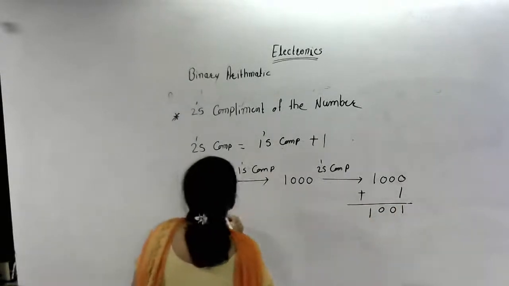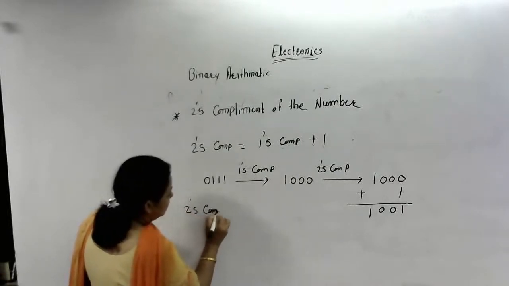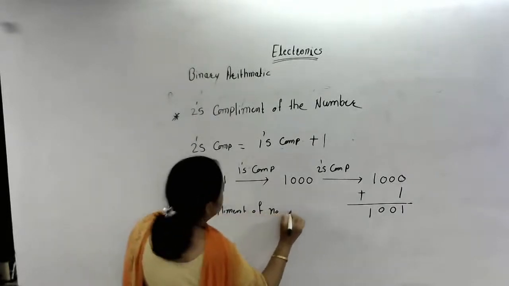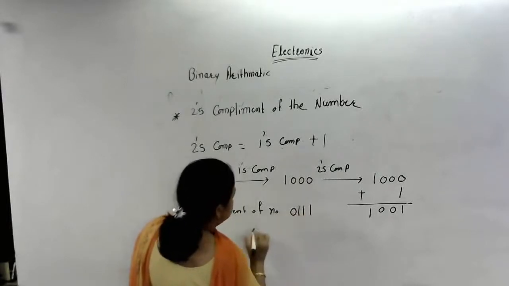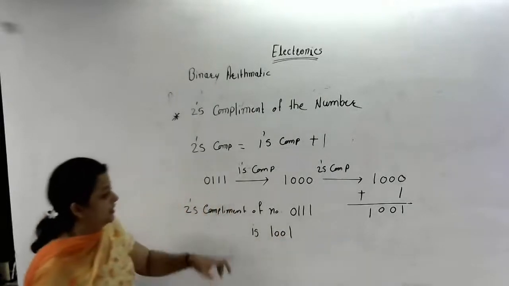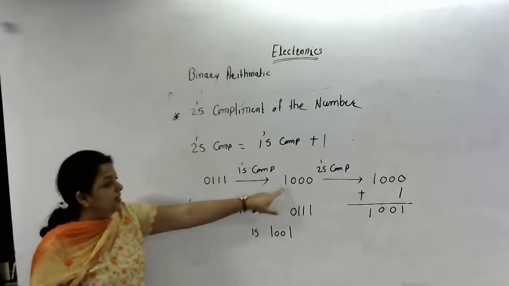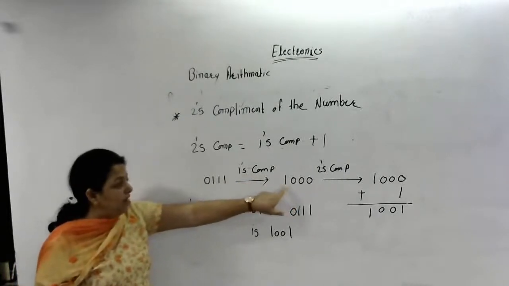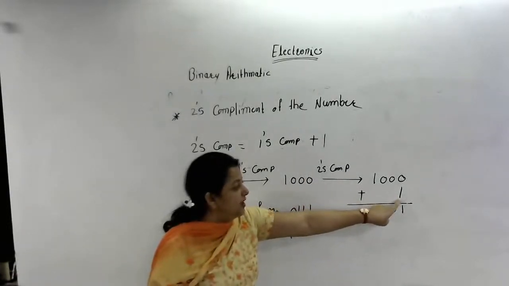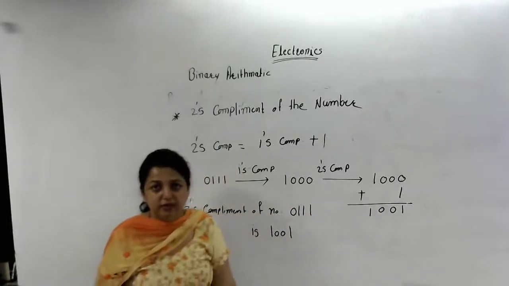So what is the answer? The 2's complement of the number 0, 1, 1, 1 is 1, 0, 0, 1. Do you understand? First we perform the 1's complement by replacing 1 by 0 and 0 by 1. And if we add the binary number 1 to that 1's complement, we get the 2's complement of the given number. Do you understand?